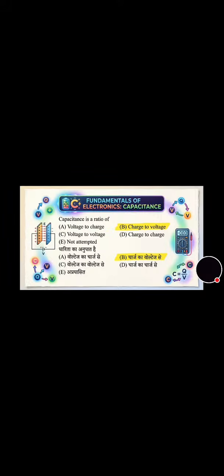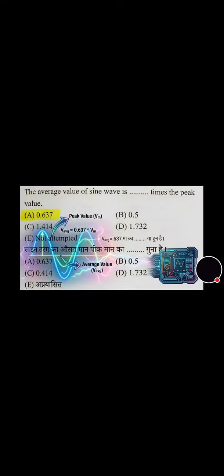Next question: 5S is a system used for. Correct answer is option B, housekeeping practices. And you can go through the photos and understand the 5S. Now next question. The average value of a sine wave is how many times the peak value? So the correct answer है option number A, 0.637. Now move towards the next question.